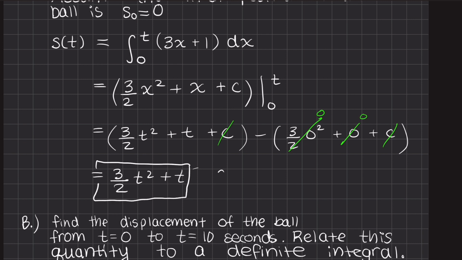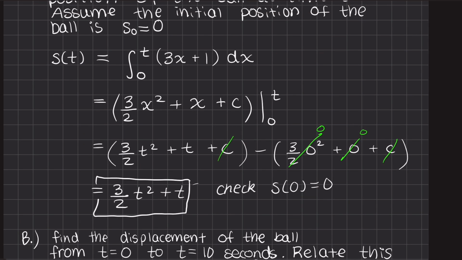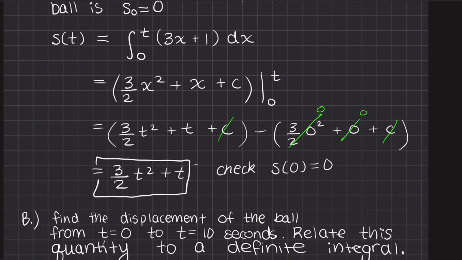We can double check that s of 0 is equal to 0, like how we said we can assume the initial position of the ball is at 0, by plugging in 0 and checking that we do in fact get 0, and we do. 3 halves 0 squared plus 0 does in fact give us 0, so we're good. We have the right function. If we didn't get 0, we would go ahead and make an adjustment, and we would basically adjust our constant so that we ensure that the initial position is the one that we were given.